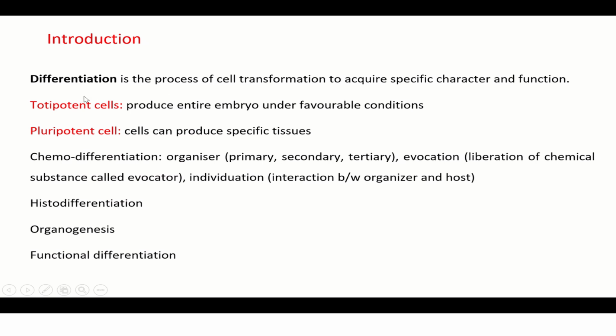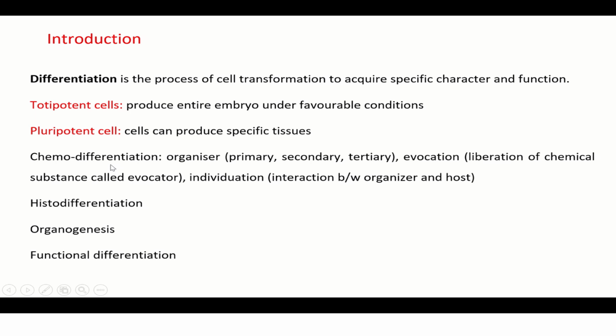Initially the cells are totipotent. They can produce an entire embryo under favorable conditions, like initially after fertilization. The first two cells which are formed after the cleavage are totipotent; they can completely produce an embryo. Later on, after multiple divisions, they become pluripotent, where cells can produce specific tissues only. So then what happens?